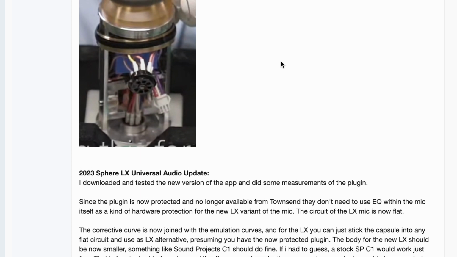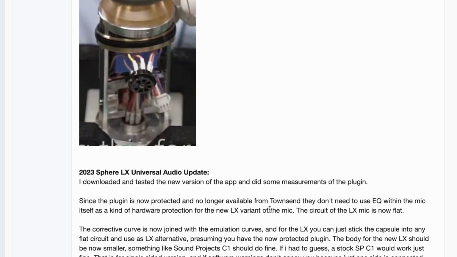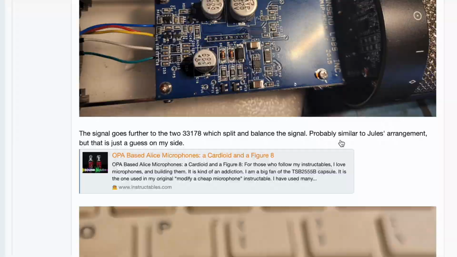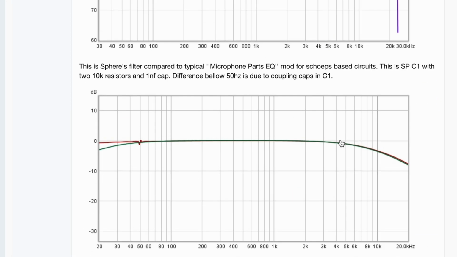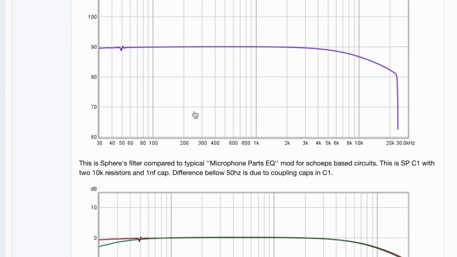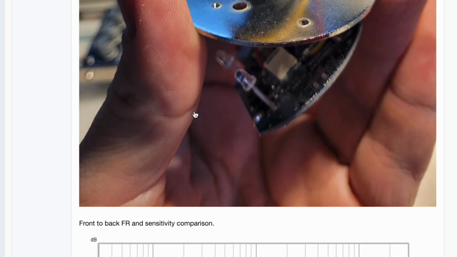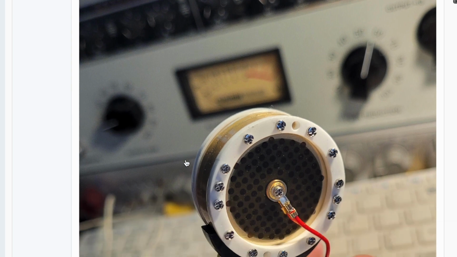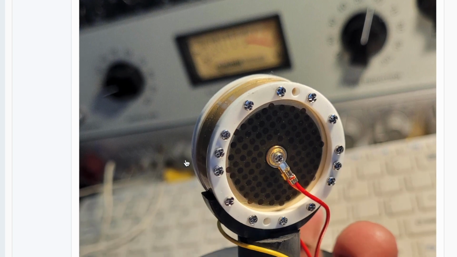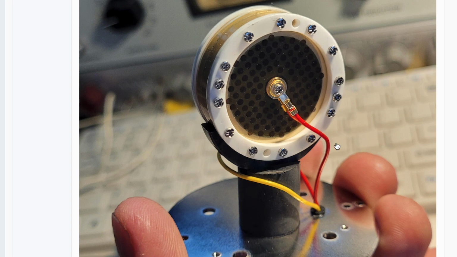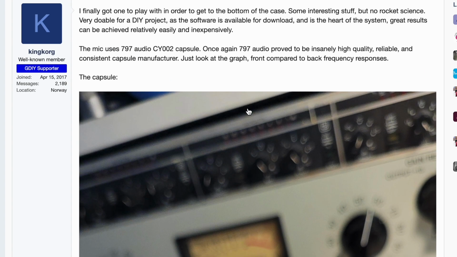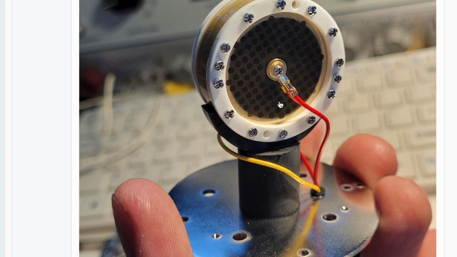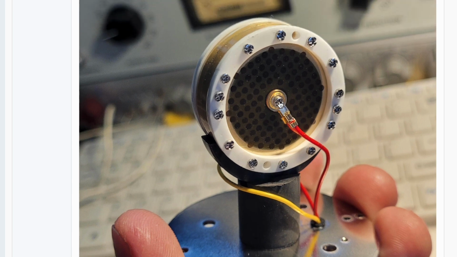So he also has an addendum here about the LX, and his discovery is that the LX actually does not have the de-emphasis curve built into it, that is actually baked in now into the software, which may attribute to the concept of the Sphere being a more slimmed down, cost-efficient version of the original. So, you know, it's only a couple of parts, right? But you make 10,000 of them, and that cost builds up. So this, again, look at this. This is the heart of the Sphere microphone. The 797 Audio CY002.